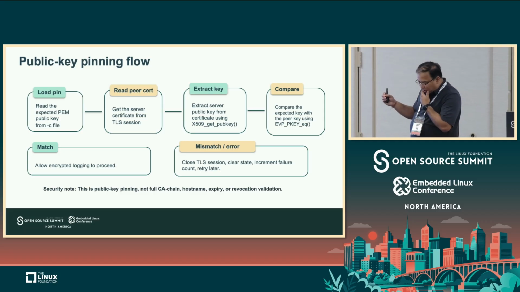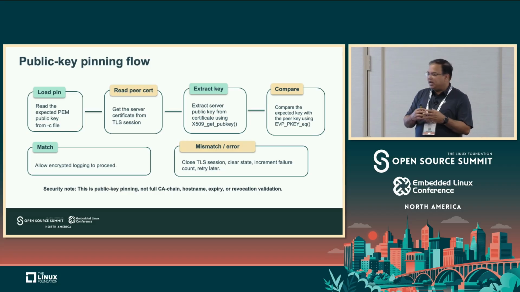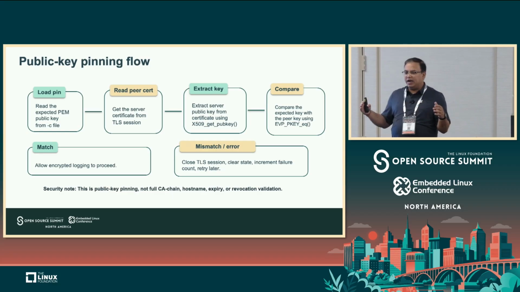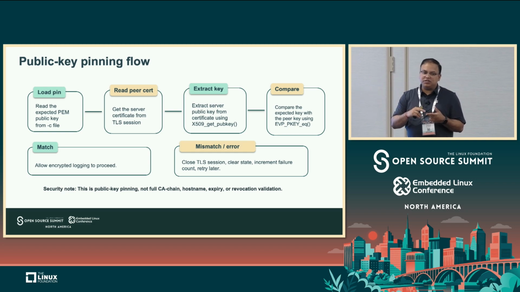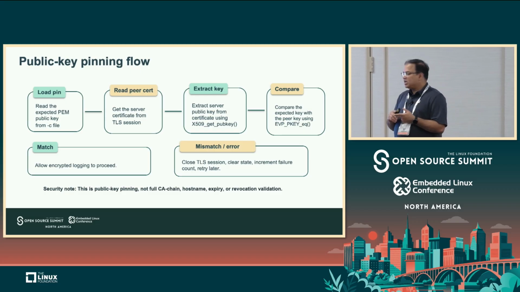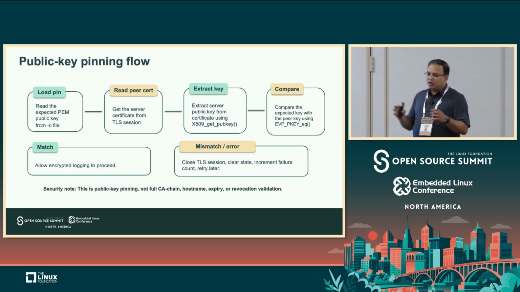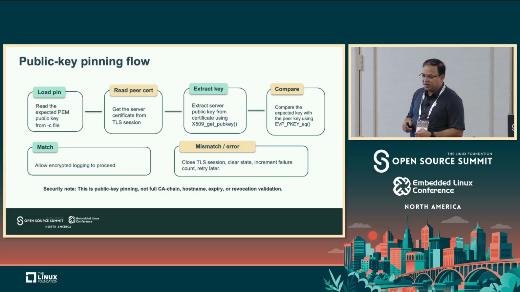The important point to note over here is we are not doing the complete full CA validation. It's just public key pinning, where we just ensure that if the customer enables it, it connects to the correct remote server to which it wants to send the logs. But it does not do any hostname, expiry, or any revocation validation. It's a small subset of the functionality which gets implemented.